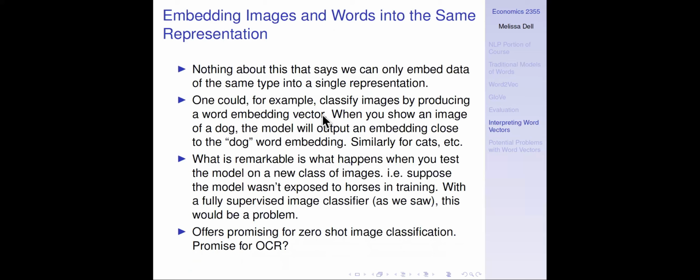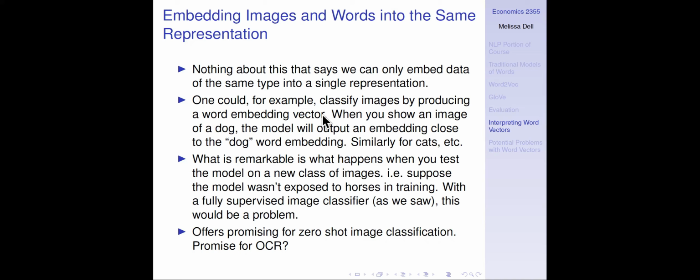Importantly, nothing about this says that we can only embed data of the same type into a single representation. So a concept that's gotten a lot more attention lately is, what if you tried to embed text and images into the same space? Take the example of, in training, you train the model so that when you show it a dog, it outputs the word vector or some other embedding representation of dog. And same thing when you input a cat.